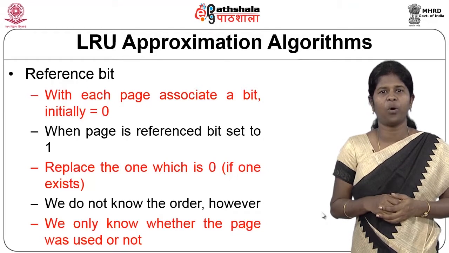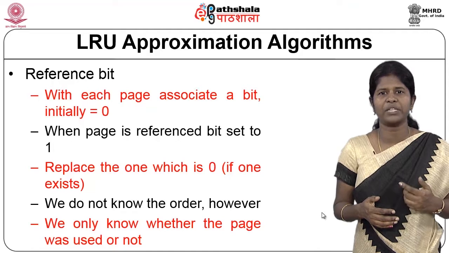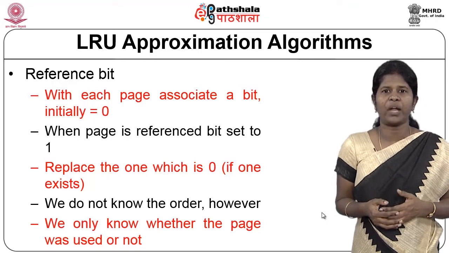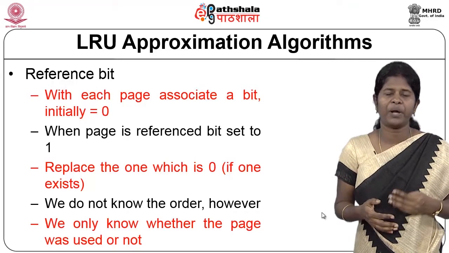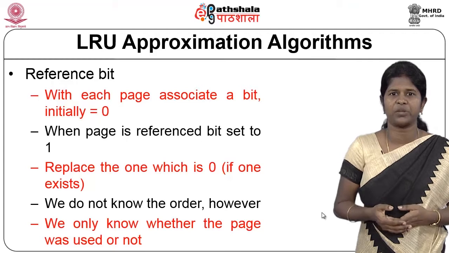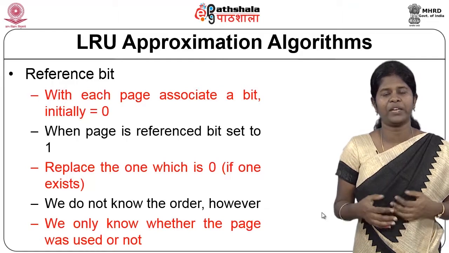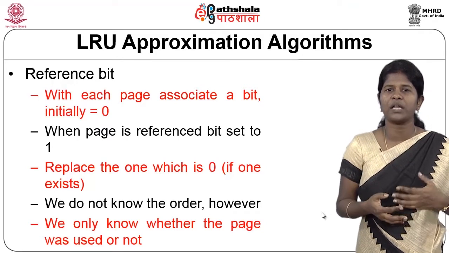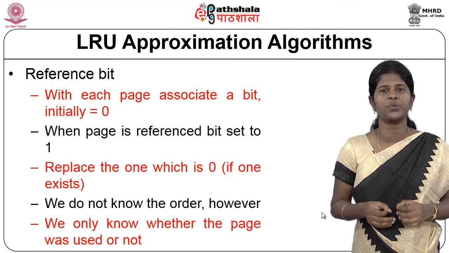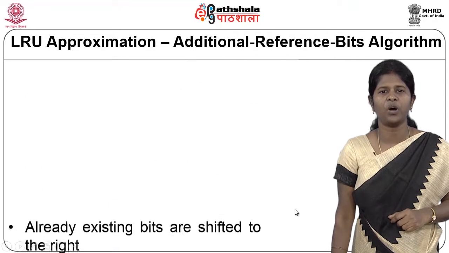But we do not know the order in which the bits were set. Suppose you have 4 pages for which the bit is set as 1 and 2 pages for which the bit is set as 0. Then you understand that 4 pages have been referred to, but we do not know which was recently used or which was the least recently used. And if for all the pages the bit is set to 1, then we really do not know which was the one that was not used recently. We only know whether the particular page was used or not using the single reference bit.